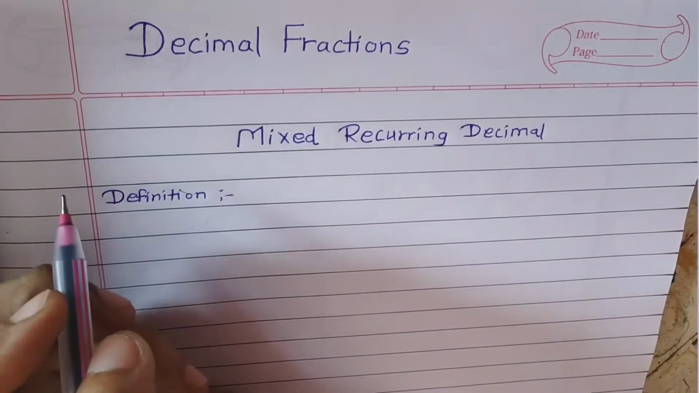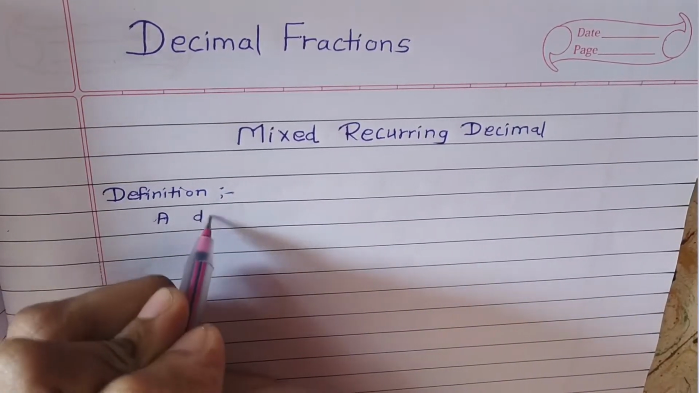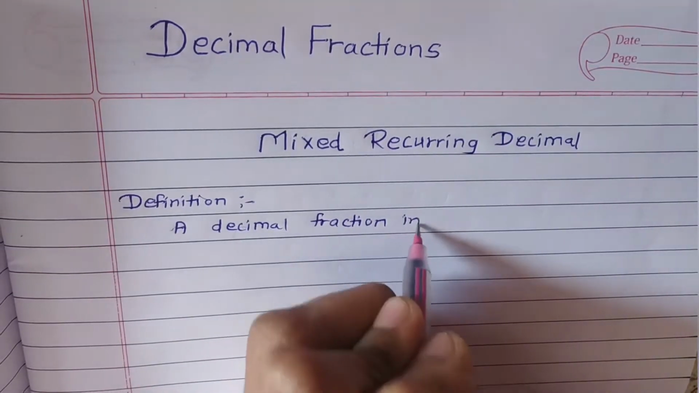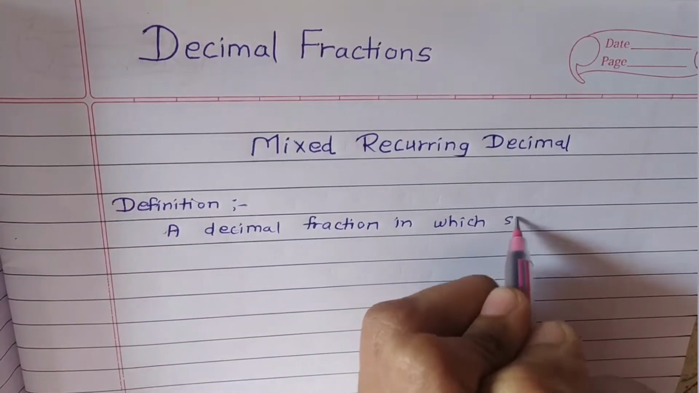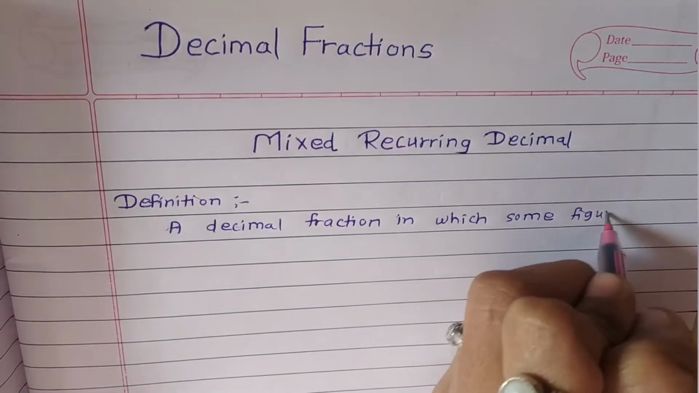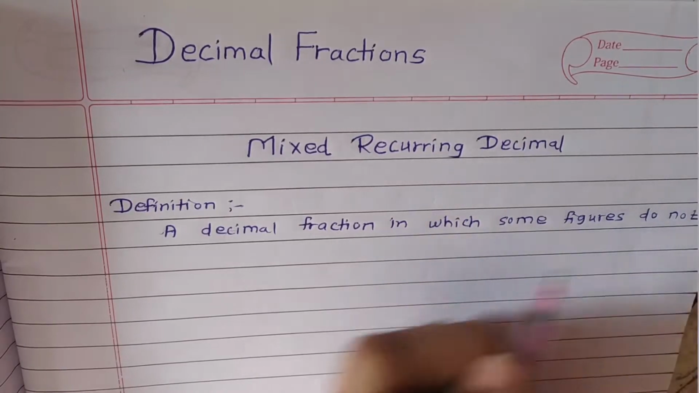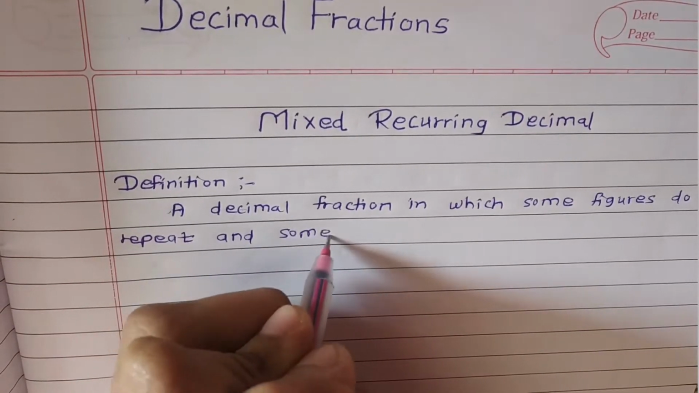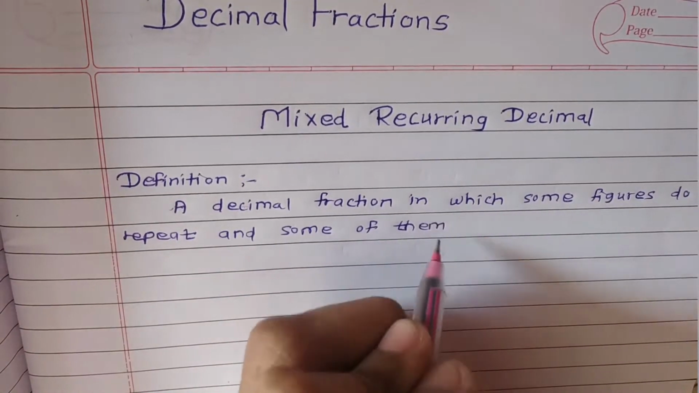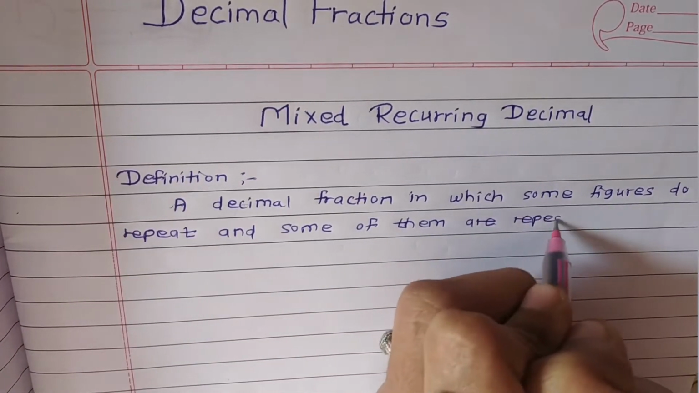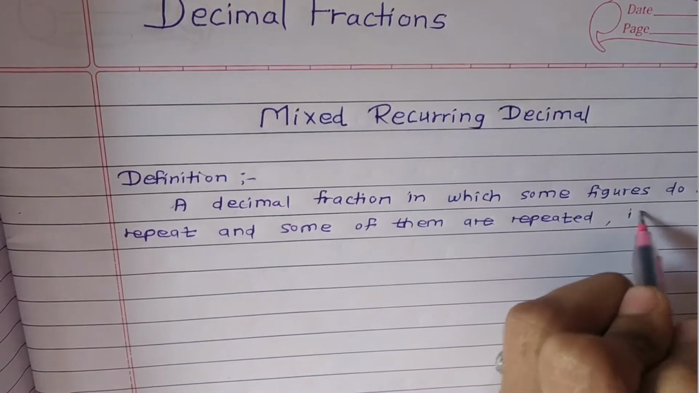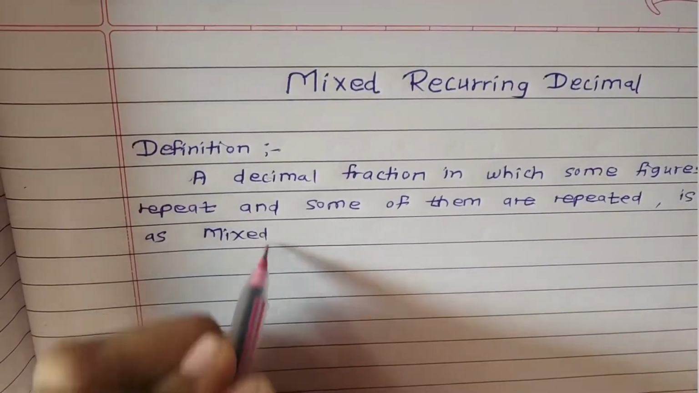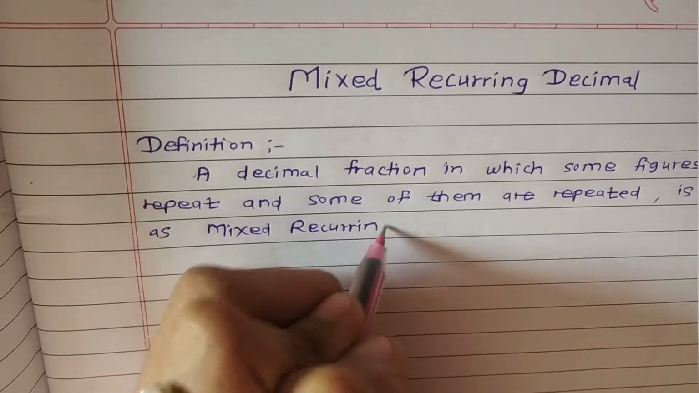Then what is the definition of mixed recurring decimal? A decimal fraction in which some figures do not repeat and some of them are repeated is called a mixed recurring decimal.